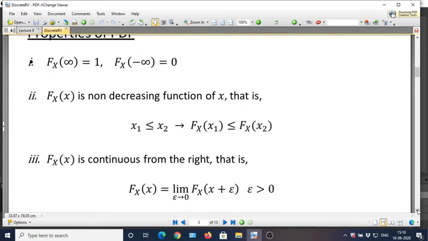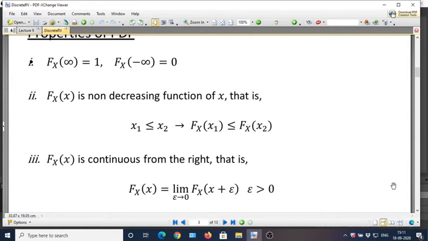Then, since Fx of x is defined to be the probability that the random variable X is less than or equal to x, it can be seen that Fx of x is continuous from the right, because the equality sign is there apart from the less than condition. It has to be continuous from the right. More technically, Fx of x is nothing but, in the limit epsilon tends to 0, Fx of x plus epsilon.